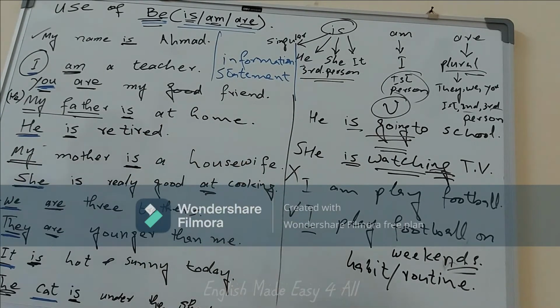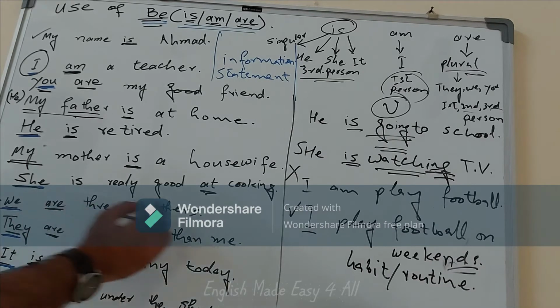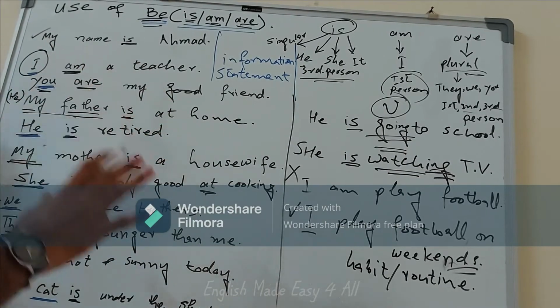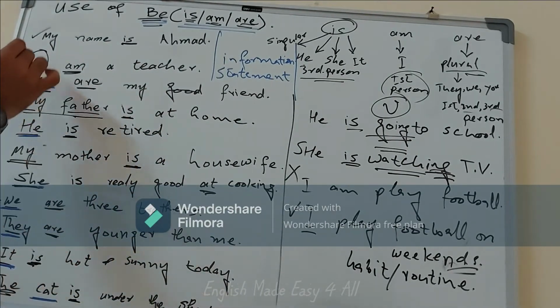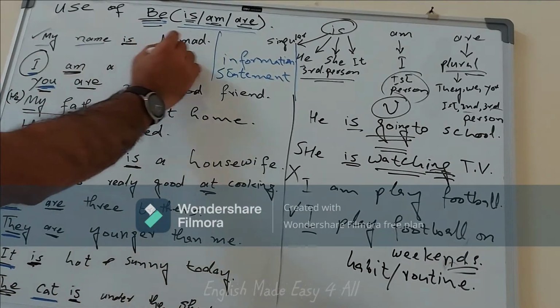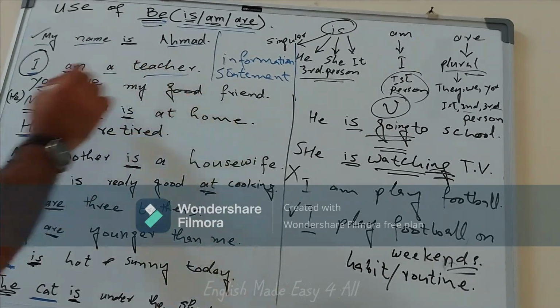My mother is a housewife. Information. She is really good at cooking. A statement. Maybe for me she is good, but for someone else she might not be good. We are three brothers. They are younger than me. Like statements, information. And you see there is no other verb. So this is the pronoun or subject, noun, adjective.